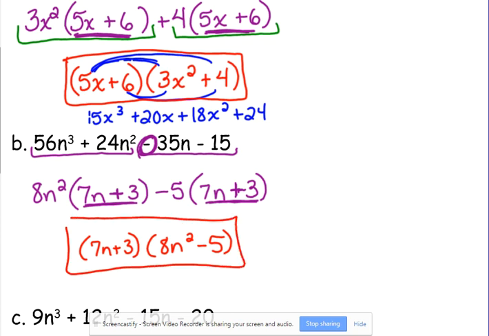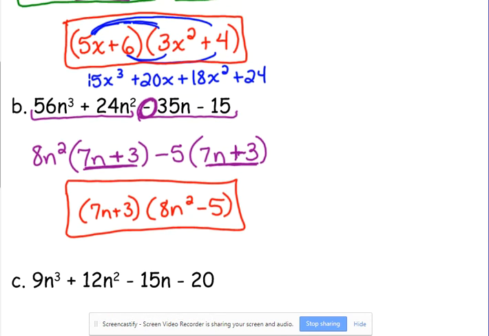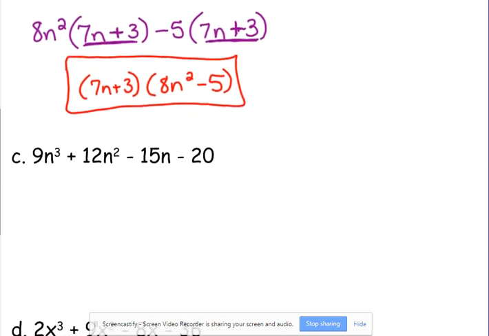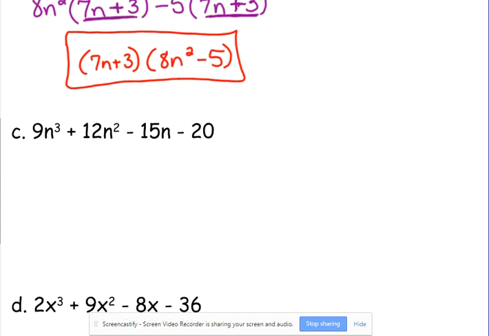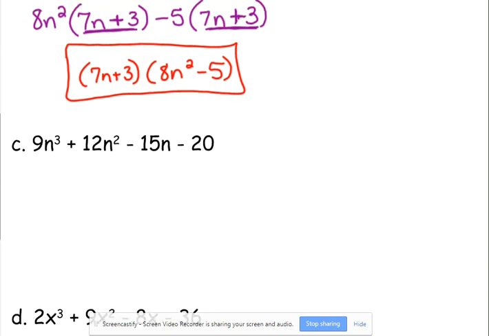Now, I'm not going to go through the process of checking this one. I just wanted to check the first one to show you how that whole process actually worked. Okay, but you can always check it. I would rather you check it. I'm just not going to take the time to do it myself. Okay, let's do two more, and then I'll let y'all work on these.